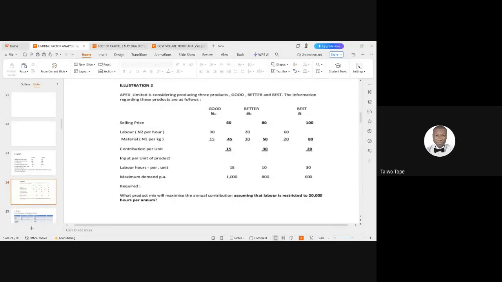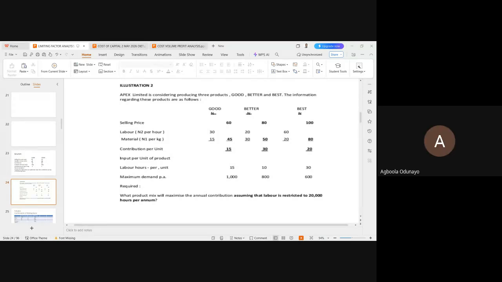If you add the hours, that is the hours required. No, check it again. 15,000 plus 8,000 plus 18,000 is 41,000 hours. So that is the total hours required. How many hours do you have available? 20,000.